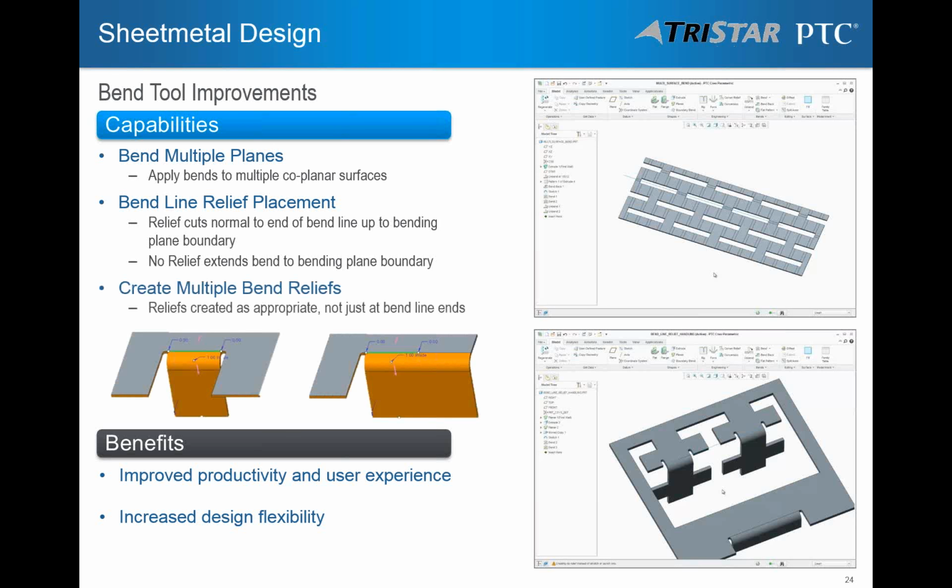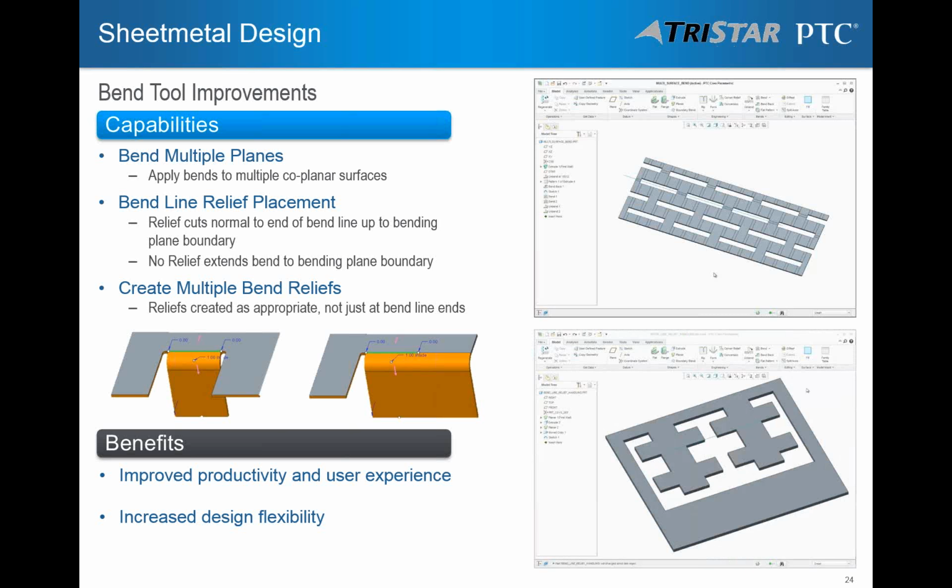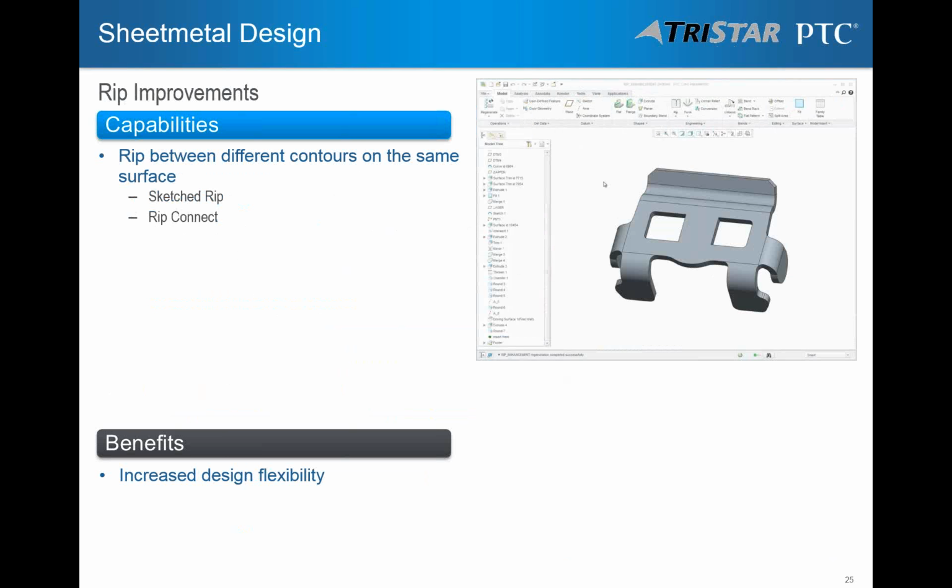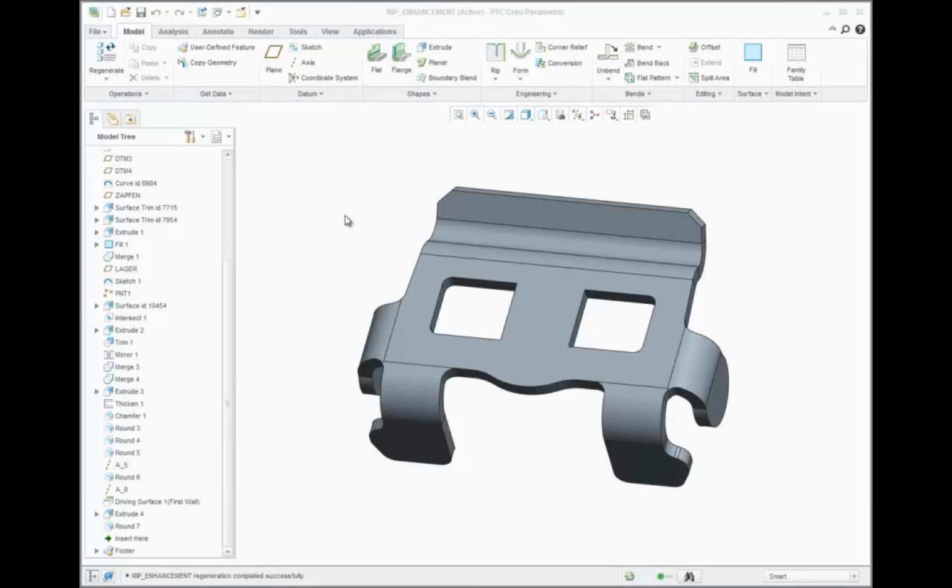Okay, and then we also have the ability to create multiple bend reliefs as appropriate, not just at the bend line ends. Improvements here to productivity and user experience, as well as increased design flexibility. And then finally, we have improvements to the rip options. We can create the sketched rip or rip connect on different contours on the same surface.